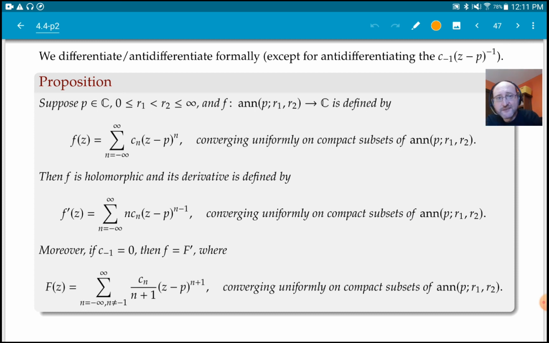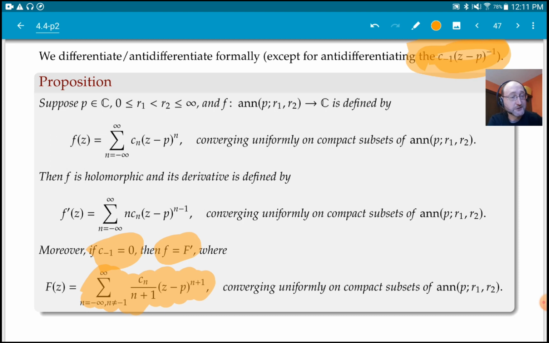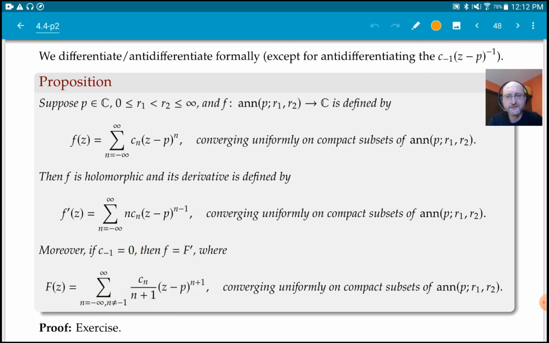And moreover, as long as this term is not there, right, then we can anti-differentiate. There is an antiderivative, and it has this formula. Again, we're basically doing this formally, so we can formally anti-differentiate, of course, except for this minus first term, right? Okay, and this is an exercise.